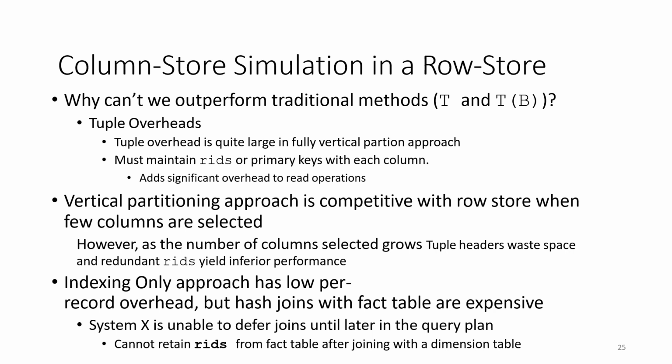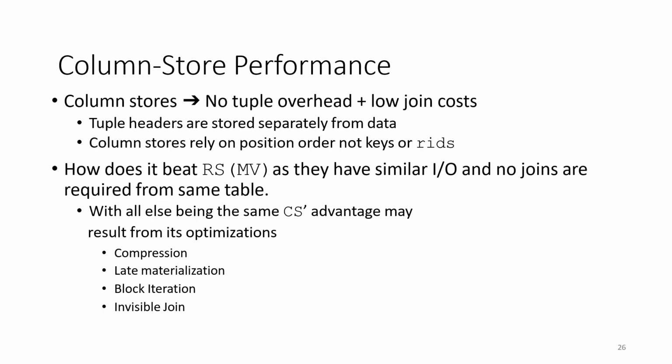The indexing-only approach has low per-record overhead, but hash joins with the fact table are expensive. System X is unable to defer joins until later in the query plan. It cannot retain record IDs from the fact table after joining with the dimension table. Performance: column store tends to have no tuple overhead plus low join cost. Tuple headers are stored separately from data. Column stores rely on position order, not keys or record IDs.